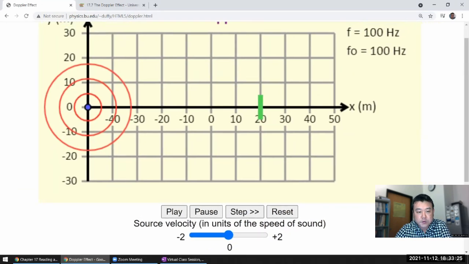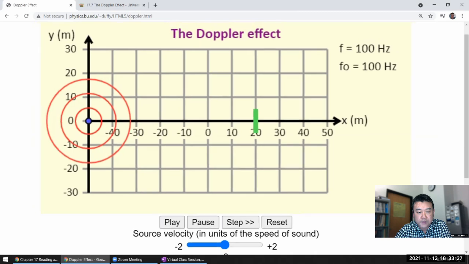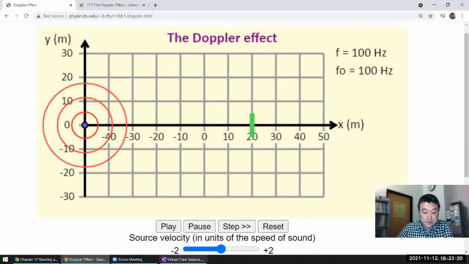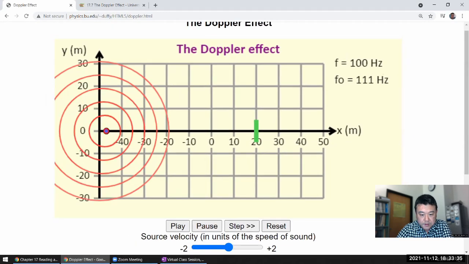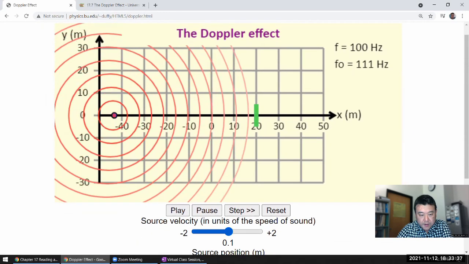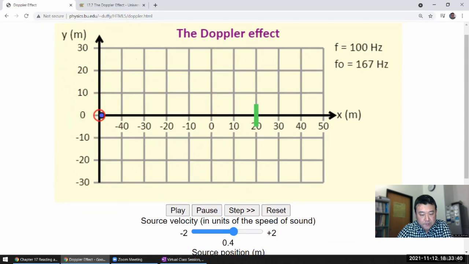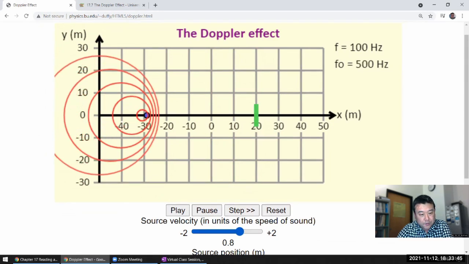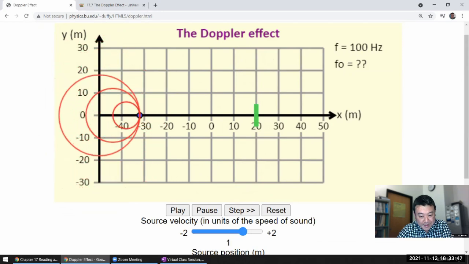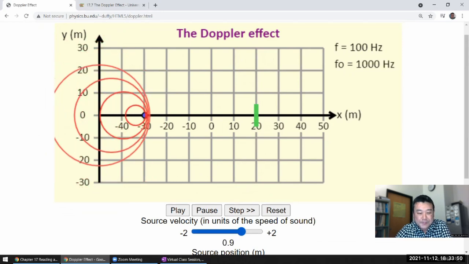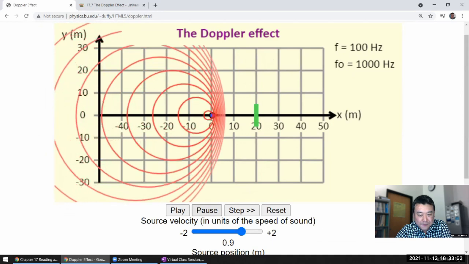I'm going to set source velocity at higher and higher velocity approaching some value. So this is in units of speed of sound. Let me make it faster and faster: 10% of speed of sound, 20, 30, 40, 50, 60, 70, 80. Okay, I can go up to 90. So at 90% of speed of sound, you see something happening here. The wavefronts at front, they start bunching up really close together, and the observed frequency is actually getting pretty high.